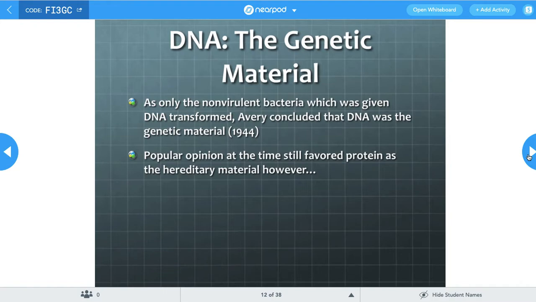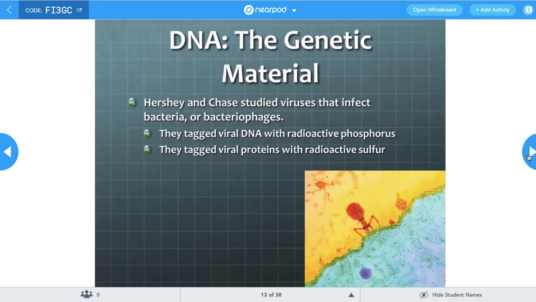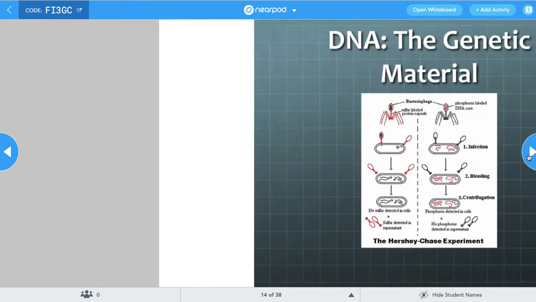So of course, with science, we had to do another experiment. So we had Hershey and Chase, and they studied viruses. They were virologists and they looked at viruses that infected bacteria, or what we call bacteriophages. And they tagged DNA with radioactive phosphorus, and they tagged viral proteins with radioactive sulfur.